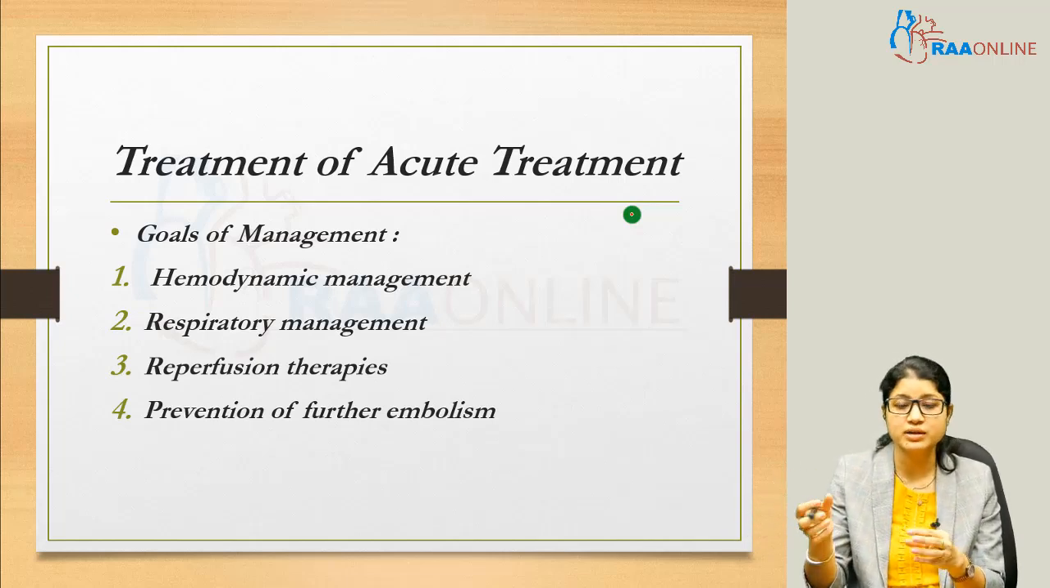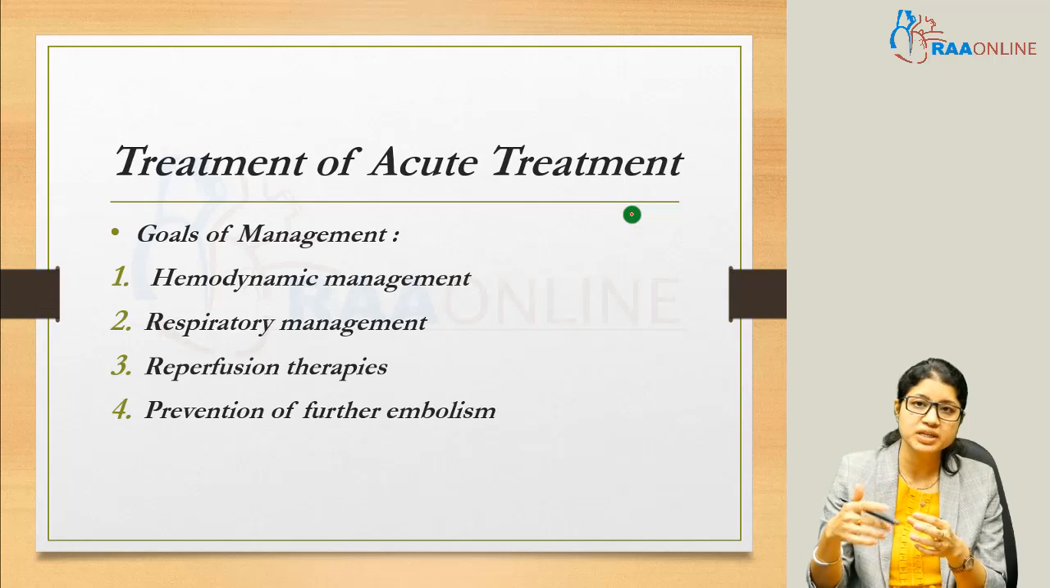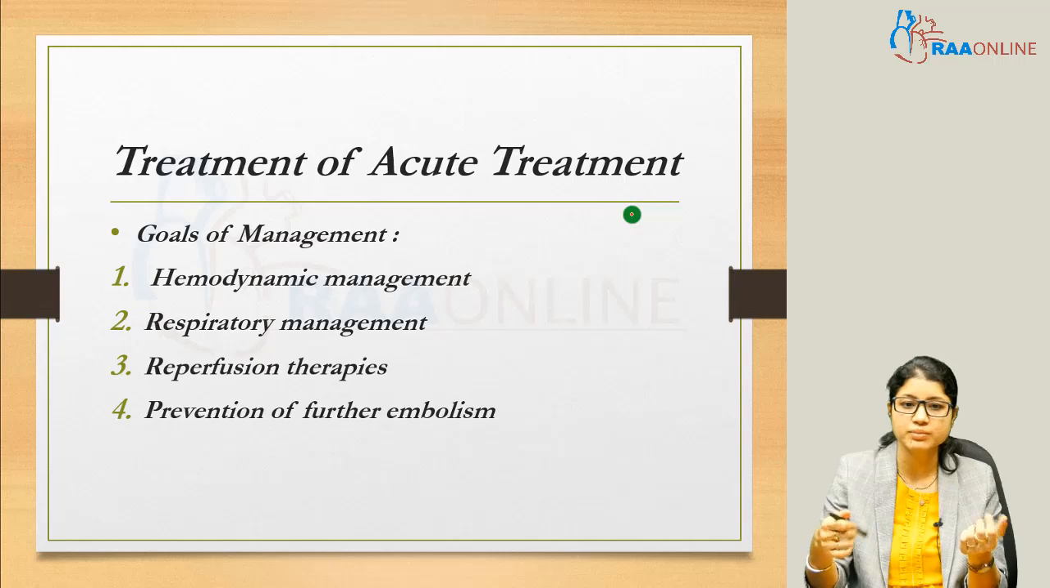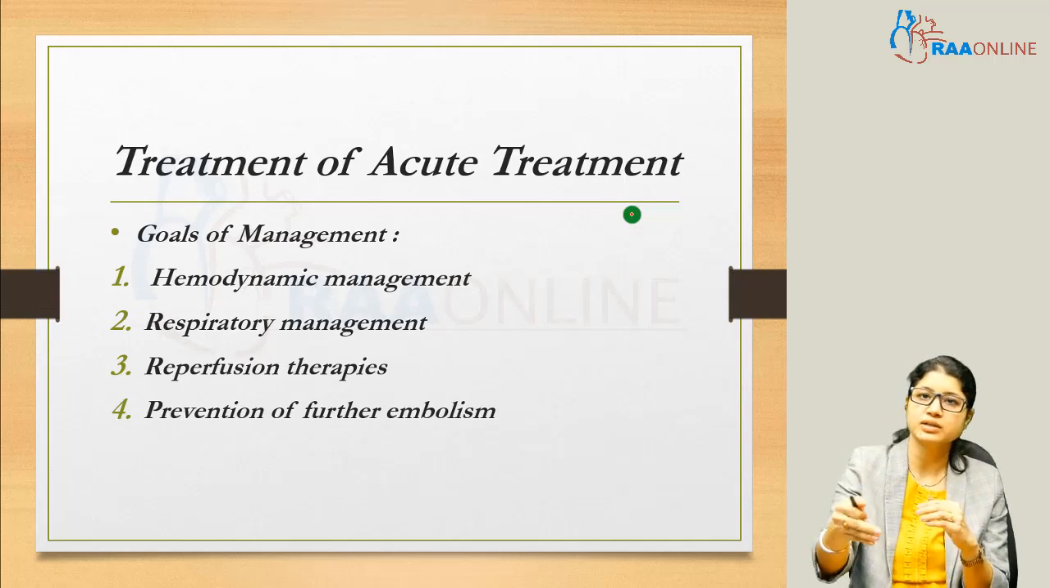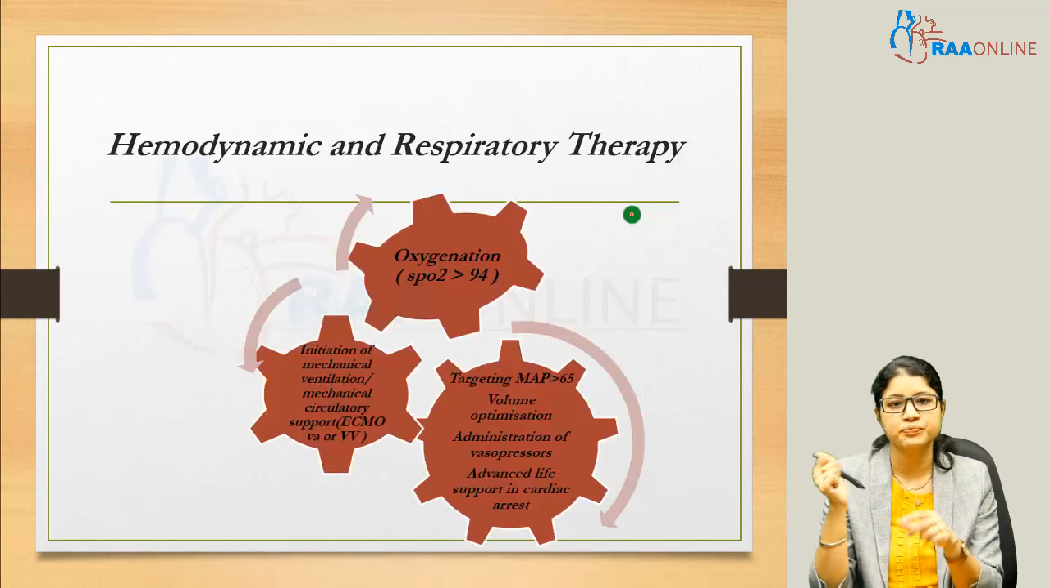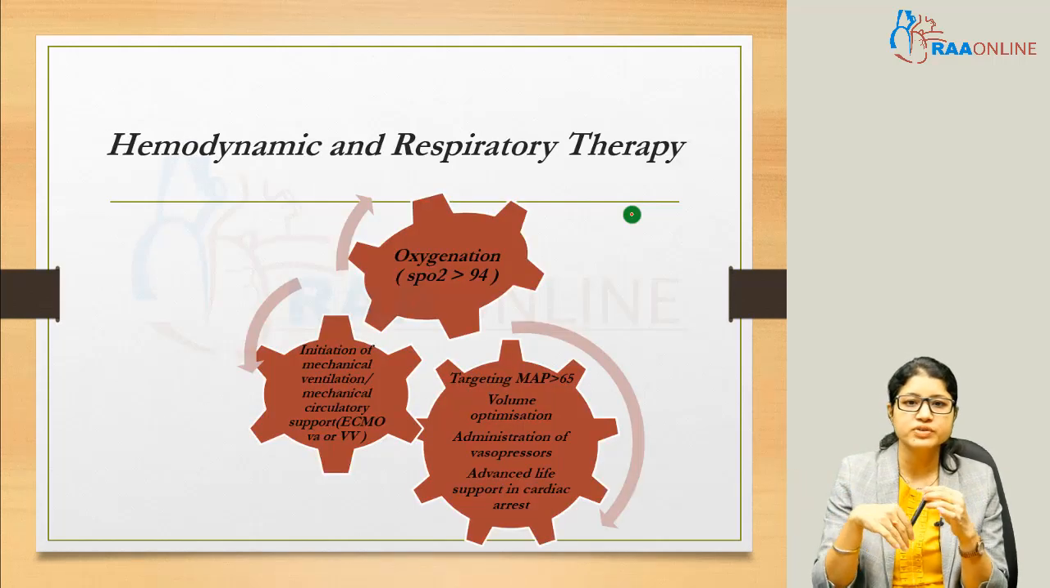further embolism. That means if this acute PE is as a result of dislodgement of a deep venous thrombosis from your lower limbs or your upper limbs, you have to make sure that further thrombosis are not dislodged to prevent these episodes from recurring again and again. So how do we do it first?